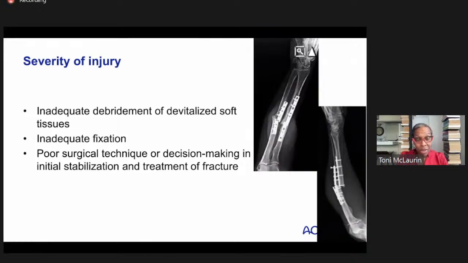But we can control inadequate debridement of the devitalized soft tissues, as I mentioned before, inadequate fixation, or just poor surgical technique or decision-making in your initial stabilization and treatment of fractures. And here is a forearm fixed with 2 1/3 tubular plates, which I guess only 1/3 tubular on the radius. And I literally just walked into an OR the other day, and they were about to put a tiny little plate on a forearm. And I was like, what are you doing?